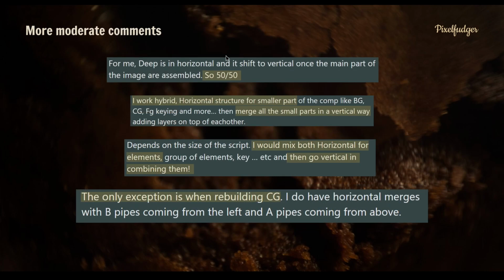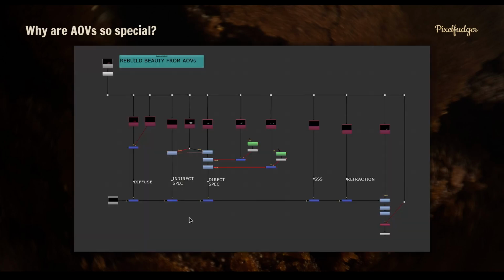And then I got more moderate comments. A comment that appeared a few times was that the only exception they make is when they rebuild CG. So they use vertical B pipes all the time, except when they rebuild CG. So I wanted to know what's so special about AOVs and CG. Why is it acceptable to have a horizontal B pipe, or even preferred to have a horizontal B pipe here, but when you're comping any other type of element, suddenly it's completely illegal and out of the question?